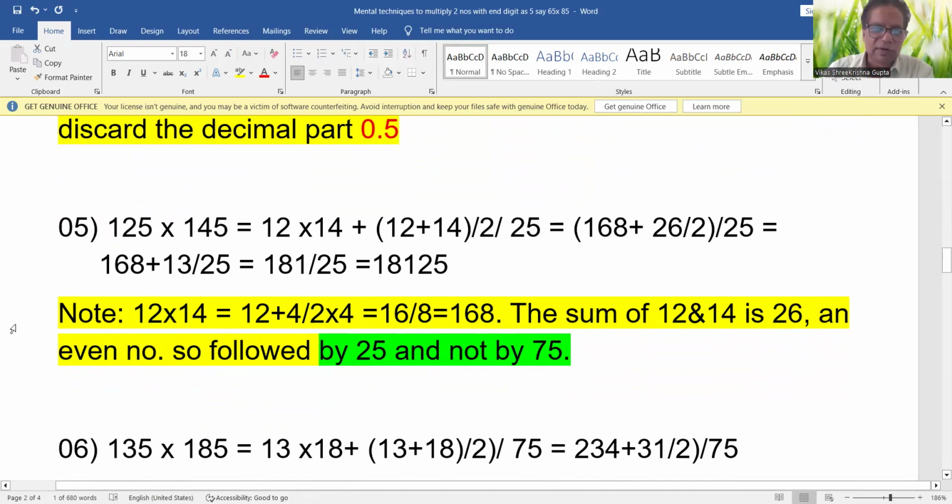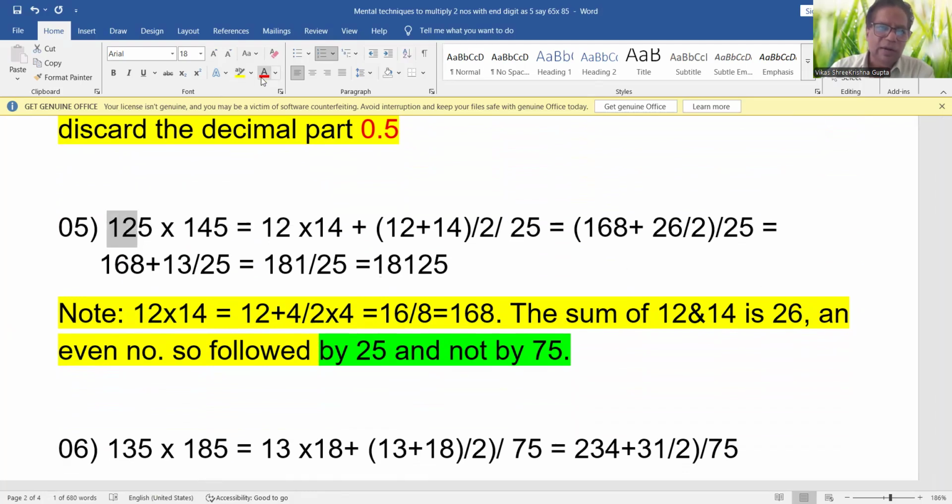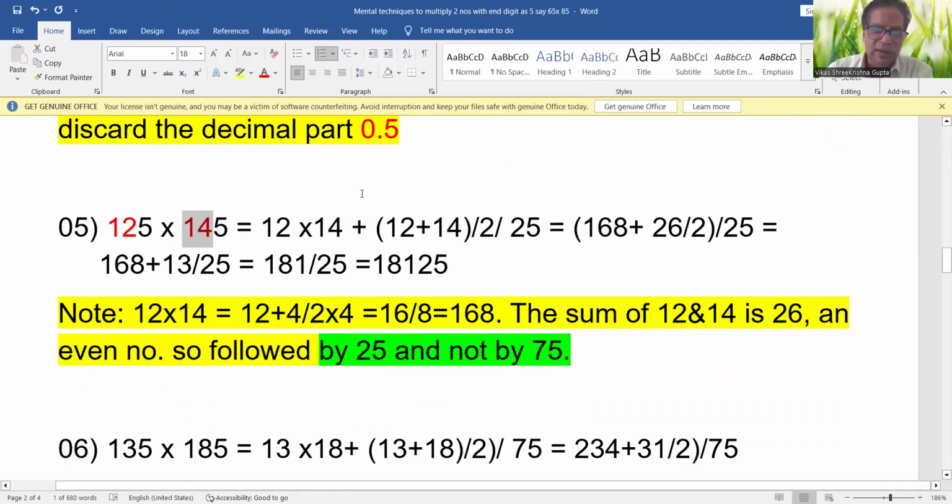125 into 145. Now these are 3-digit numbers, but the technique is the same. The first number before 5 is 12, and in this case it is 14. So 12 into 14 is the first condition. You have to multiply 12 into 14. You can easily multiply. I have shown you previously in my previous videos how to multiply 12 into 14 by applying the Nikhilam Sutra, and then add 12 plus 14. Now 12 plus 14 is 26. So 26 is an even number. It is divisible by 2. There is no decimal part left. So 26 divided by 2 will give 13.